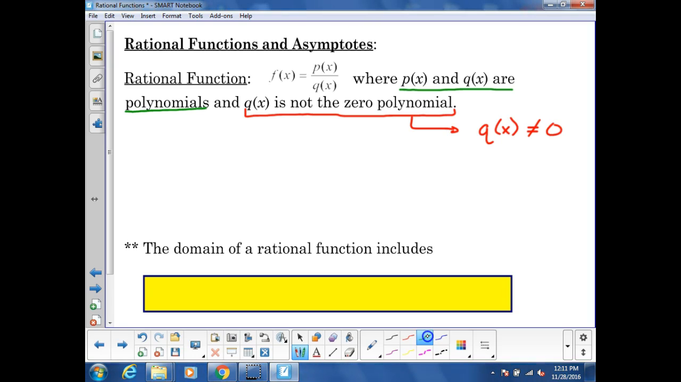Multi-termed expression. Okay. A polynomial is an expression with terms, would be another way to say it in 3 words. All right? So if P of x is an expression with terms, and Q of x is an expression with terms, but not equal to 0, give me an example of a polynomial function. We'll call it f of x. Give me an example of a polynomial function.